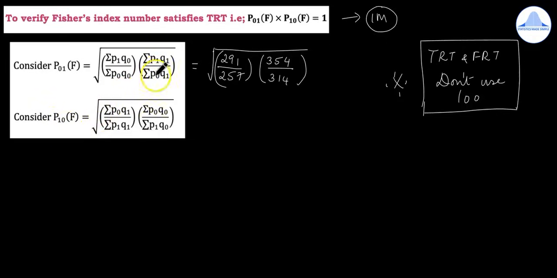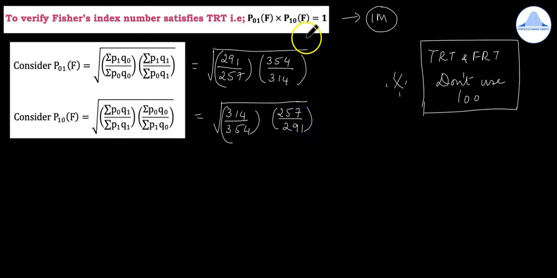So this is equal to root of, now what you should do, wherever there is 1 put 0, and wherever there is 0 you should put 1. That's all you have to do. And this is the formula you will get for P10 of F. So do it correctly and carefully. So this is root of summation P0 Q1 is 314 divided by 354, into 257 divided by 291. So all we did was write the formula for P01 of F, substitute the totals, write the formula for P10 of F, and then substitute the totals.